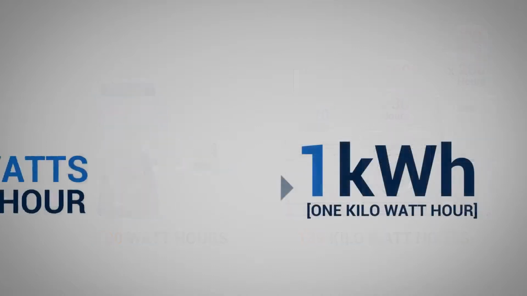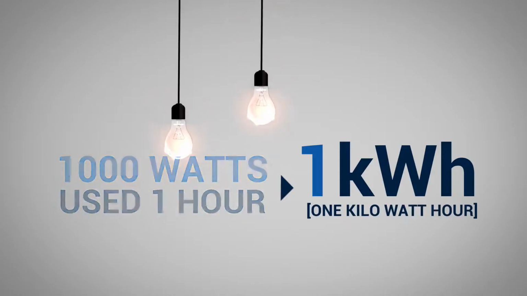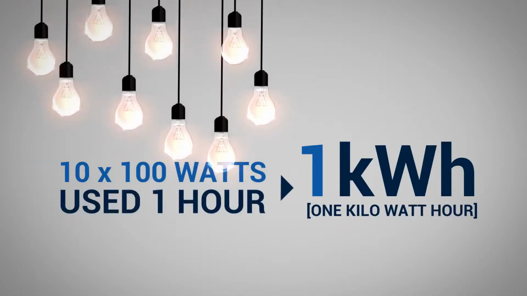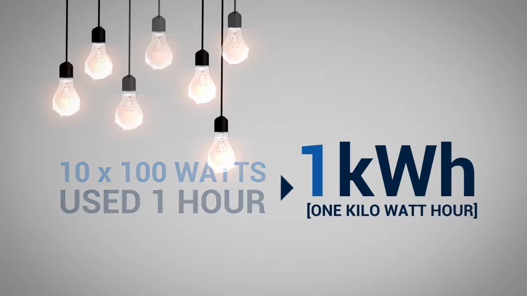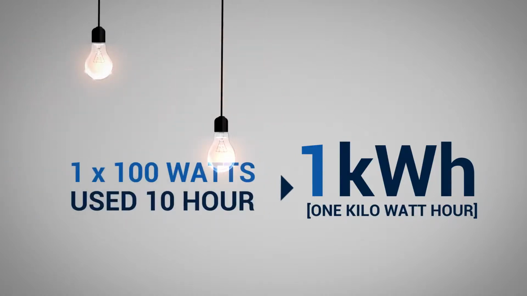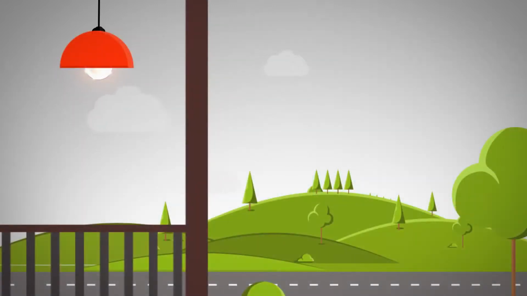A kilowatt-hour is 1,000 watts used over 1 hour. If you burned 10 100-watt bulbs for 1 hour, you would use 1 kilowatt-hour of energy. Or if you forgot to turn off a single 100-watt bulb for 10 hours, you would also burn a kilowatt-hour of electricity.